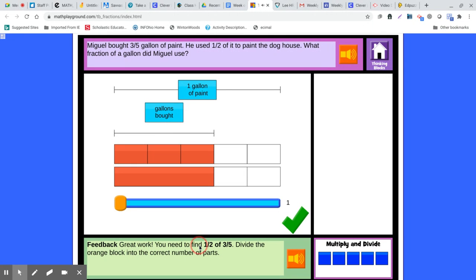Now you need to find 1/2 of 3/5. Divide the orange block into the correct number of parts. 1/2. So our denominator is 2, right? So I think I need 2 parts. 1/2 of 3/5. Sounds like multiplication. Part of a part. Sounds like multiplication.